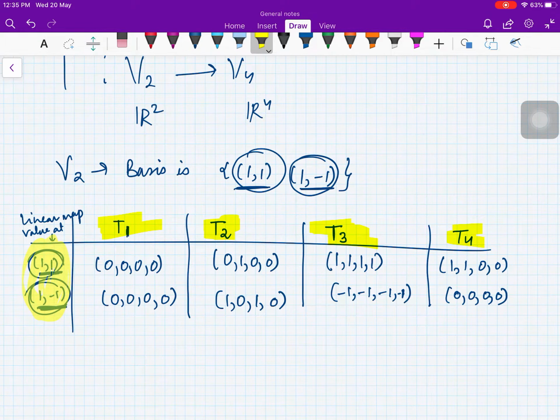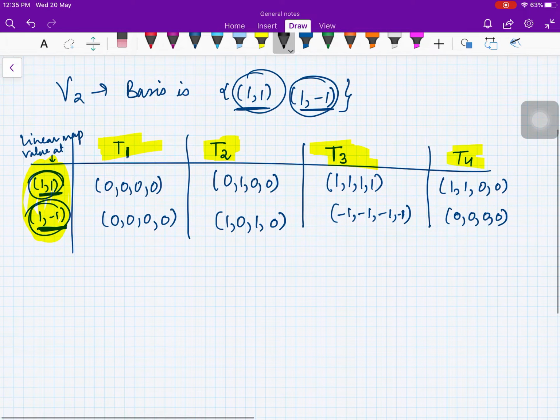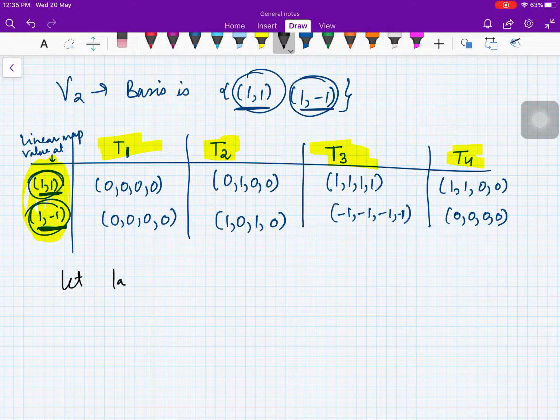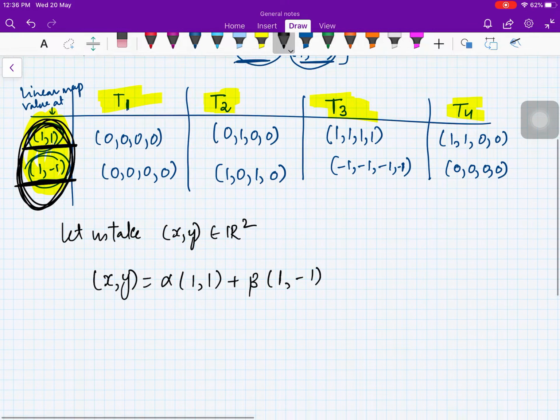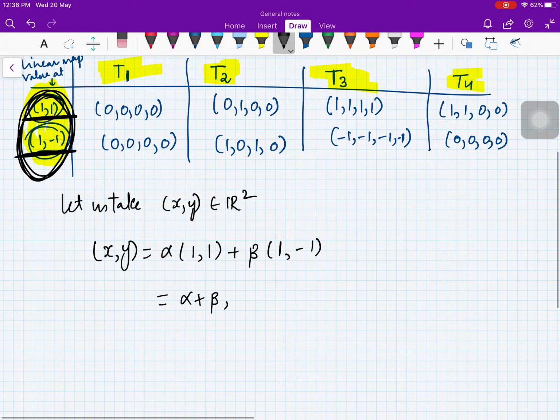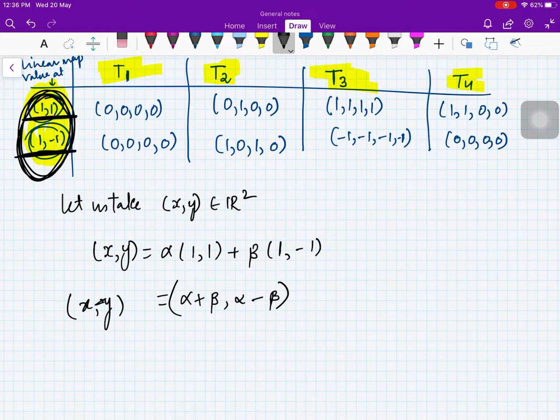So this is your basis for V2, and you have to find these maps. First thing you have to do: let us take (x,y), any element in R2. You want to write that element as a linear combination of the basis. So you want (x,y) as alpha times the first element of the basis plus beta times the second element of the basis. The first element of the basis is (1,1) and the second is (1,-1). So this is (alpha plus beta, alpha minus beta) equal to (x,y). So you get alpha plus beta equal to x, alpha minus beta equal to y.